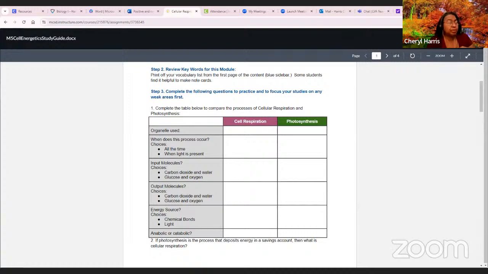Okay. Jada said she can't find the study guide. Go on your homepage, where it says assignments, and click on that. Jada, you got it? Okay.